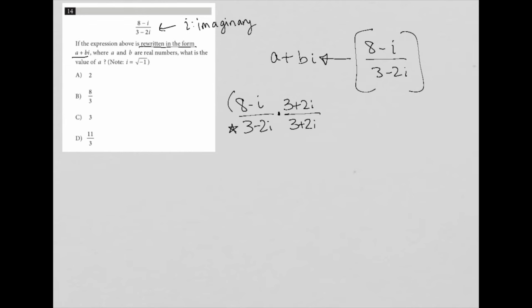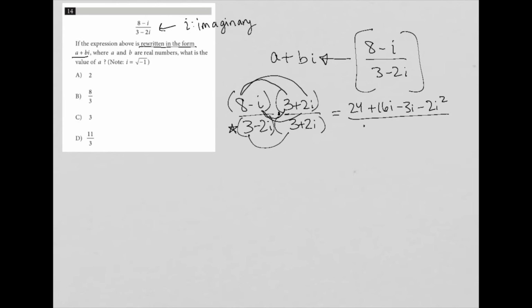So for the top, I'm going to FOIL 8 minus i times 3 plus 2i. So first times first gives me 24. Outer times outer gives me 16i. Inner times inner gives me minus 3i. And last times last gives me minus 2i squared. And on the bottom, when I do the exact same thing, I end up with, again, first times first is 9. 3 times that is plus 6i. Negative 2i times 3 is minus 6i. Negative 2i times 2i is negative 4i squared.